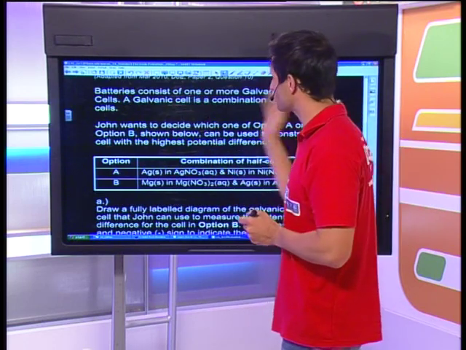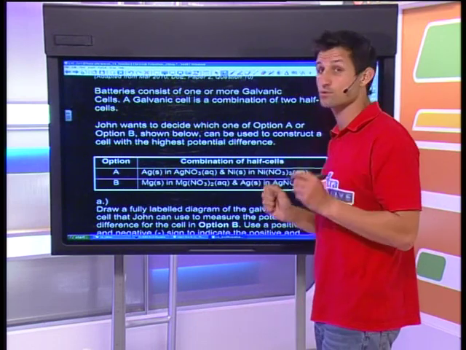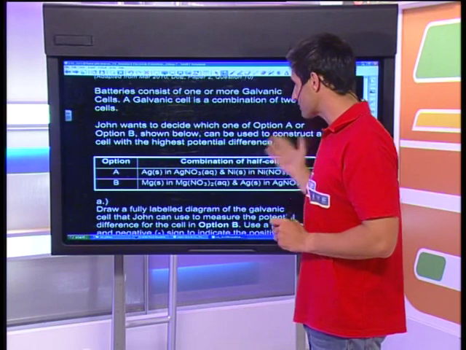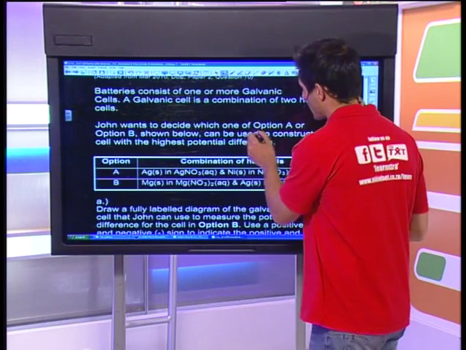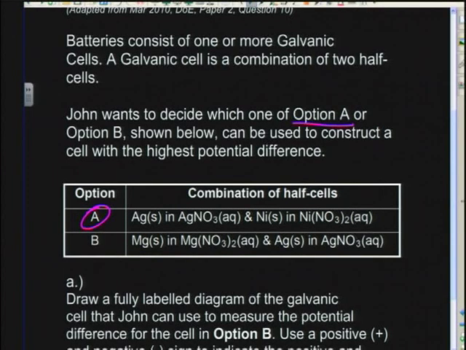It tells me that batteries consist of one or more galvanic cells. A galvanic cell is a combination of two half cells. John wants to decide which one of option A, so option A is over here, or option B, let's make option B a different color, so option B, shown below, can be used to construct the cell with the highest potential difference.